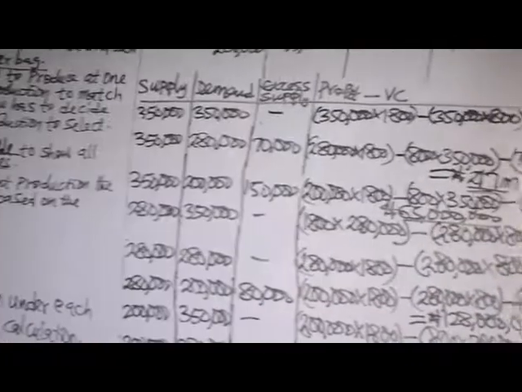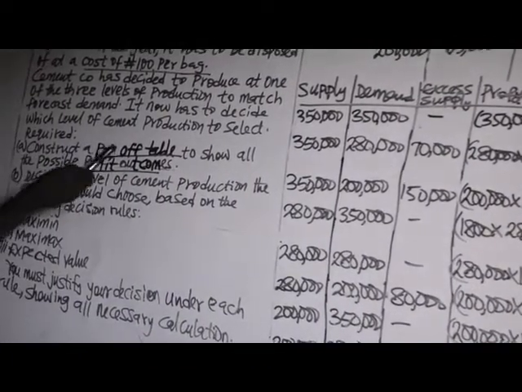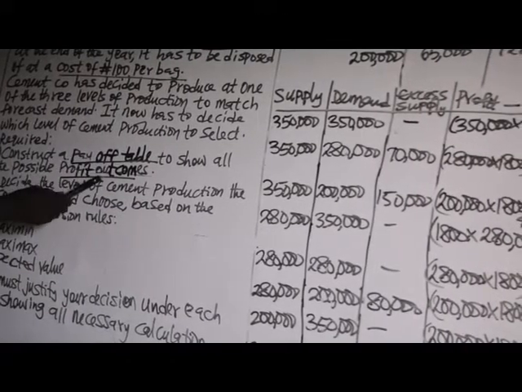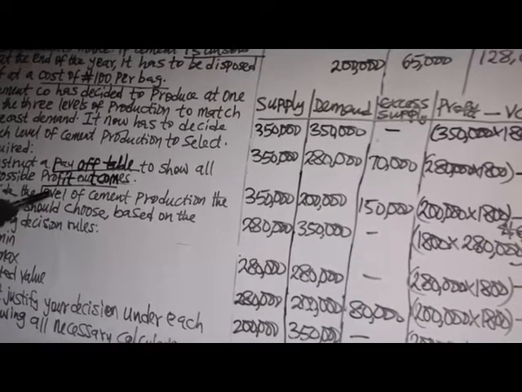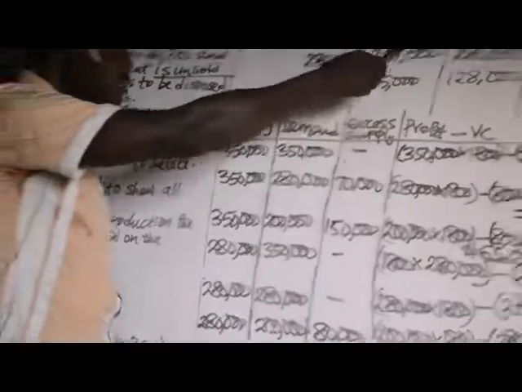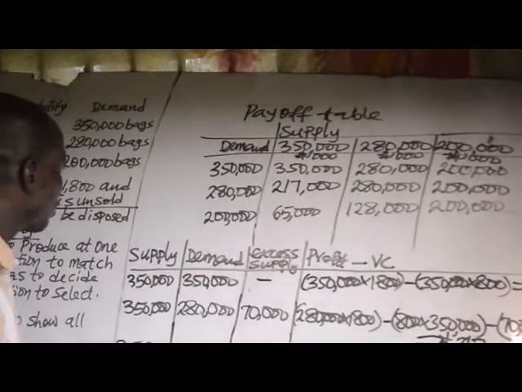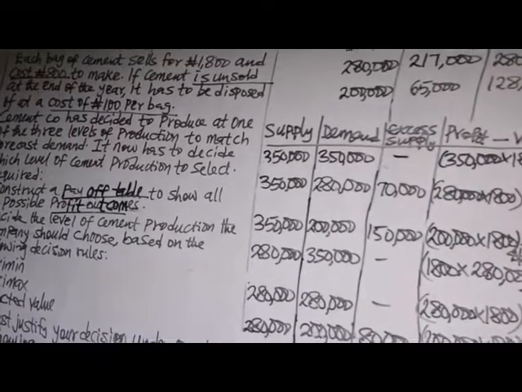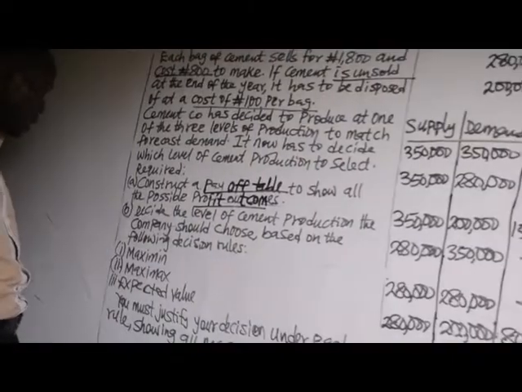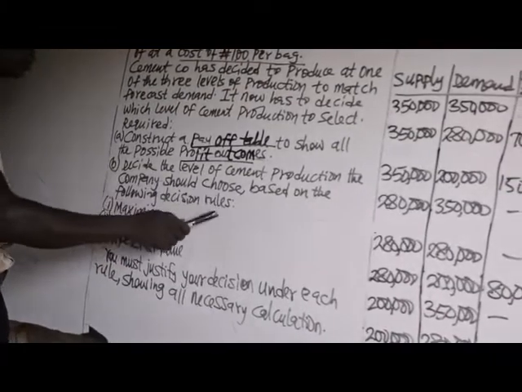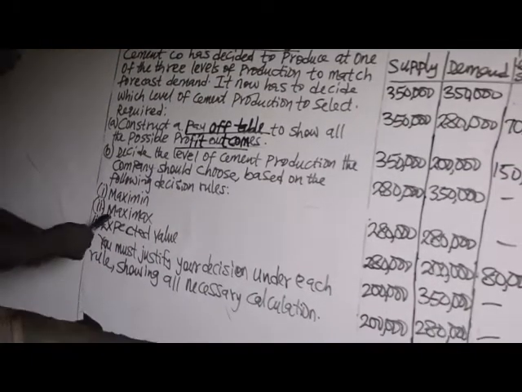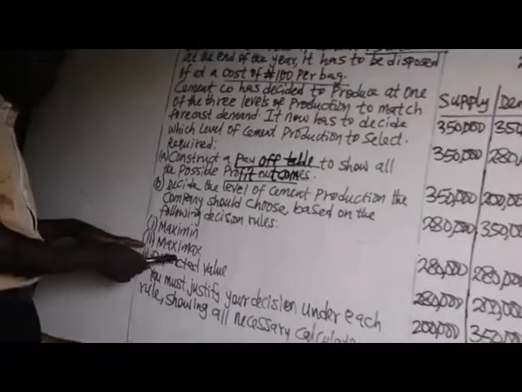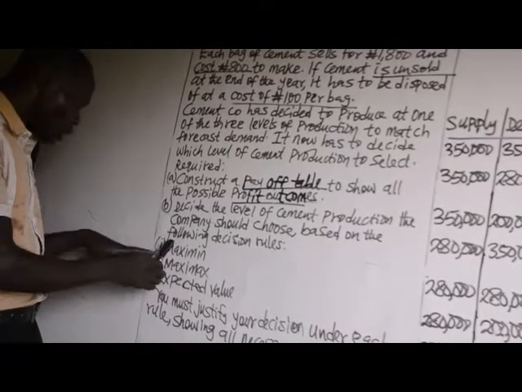Back to the requirement. Requirement A, you have to construct a payoff table to show all the possible profit outcomes. That is the solution to that, so this is our payoff table. Then B, decide the level of cement production the company should choose based on the following decision rules. You have to use the following criteria to make your decision.